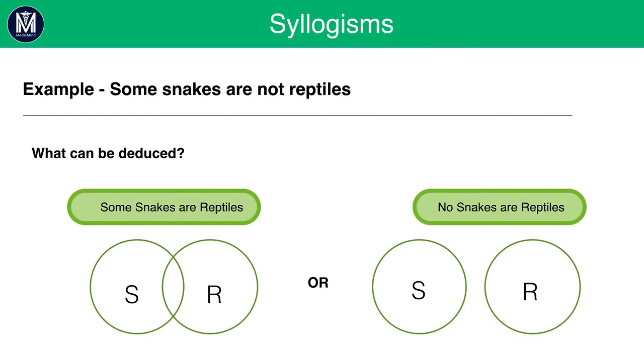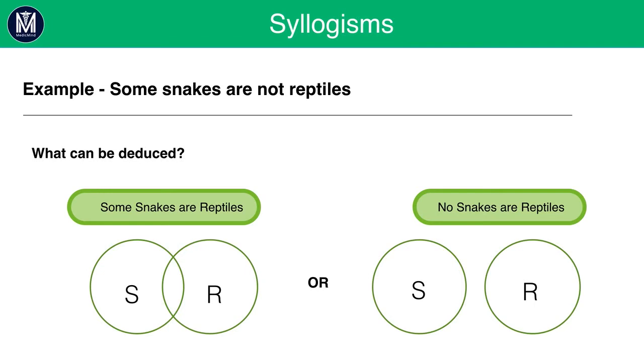Let's look at an example now to make it clearer. Some snakes are not reptiles. Now, when you read that statement, you think, wait a second, if some snakes are not reptiles, does that mean that some snakes are reptiles? Or does it mean that no snakes are reptiles? You can't know for sure which of the two it is, but this will help you rule out options that will not make sense at all.